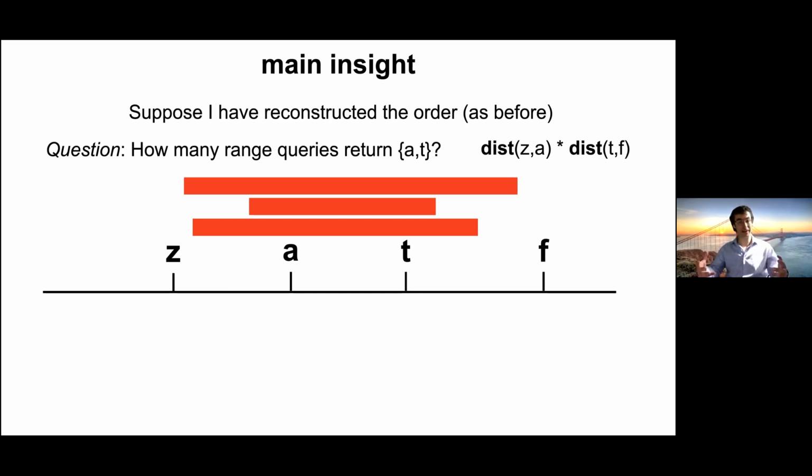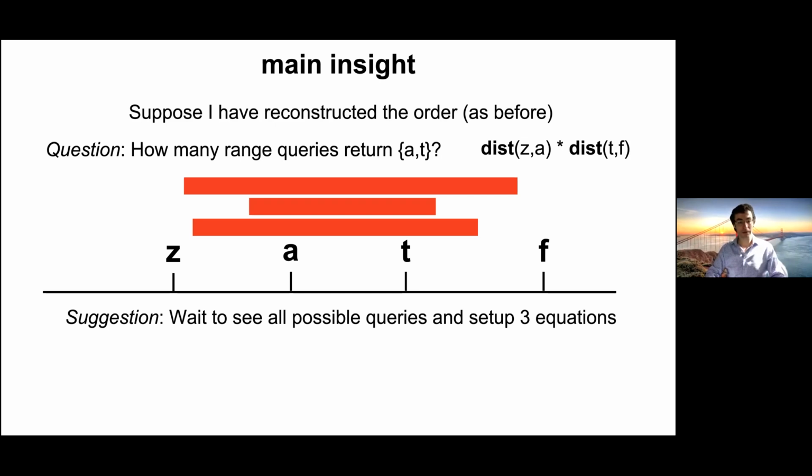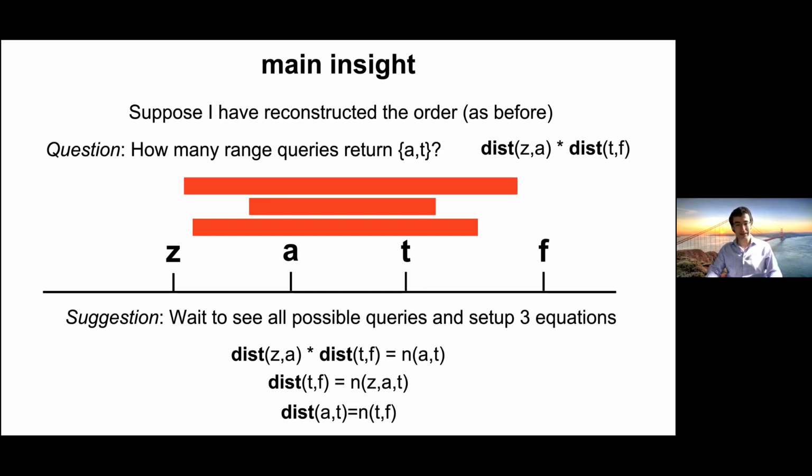So here is a connection between the number of queries returning A, T and the distances of two different adjacent records. The suggestion is to wait to see all possible queries and set up three equations. This is a way to solve the problem. If you see all possible range queries, then distance(Z,A) times distance(T,F) is the number of queries that return A, T. Distance(T,F) is the number of queries that return Z, A, T, and distance(A,T) is the number of queries that return T, F.